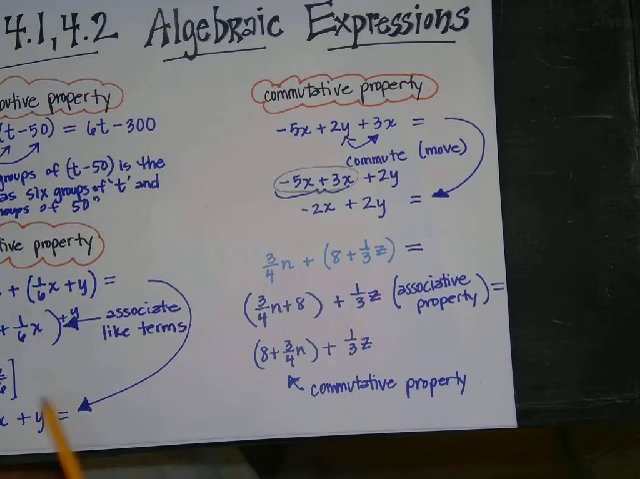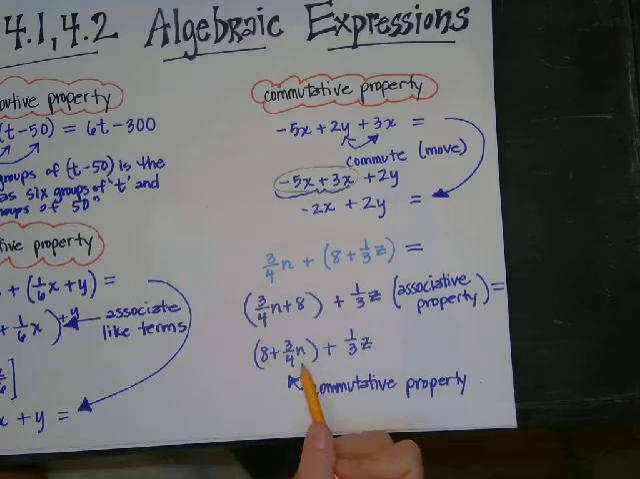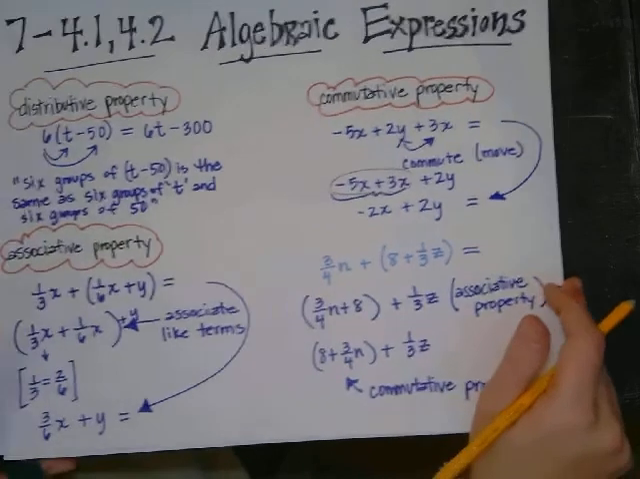Another way I can rewrite this expression using the commutative property is I can simply just switch around the places that 8 and 3/4 n hold in the equation, and the value stays the same. So because I'm moving them around, I'm using the commutative property.